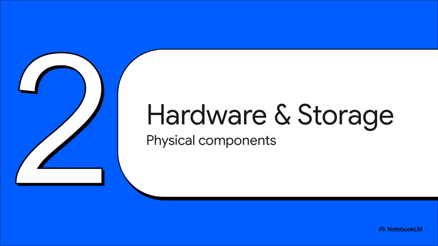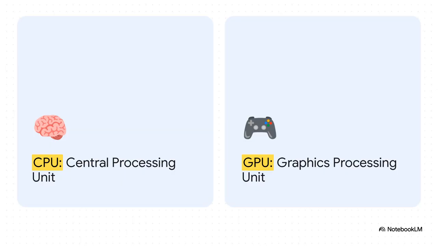Moving right along to Section 2, hardware and storage, the physical components of your devices. Let's start by looking at the two main brains of your computer, the CPU and the GPU. CPU stands for Central Processing Unit. The operative word here is central. Think of this as the general manager of your machine, handling the fundamental logic and all those central everyday tasks that keep the system running.